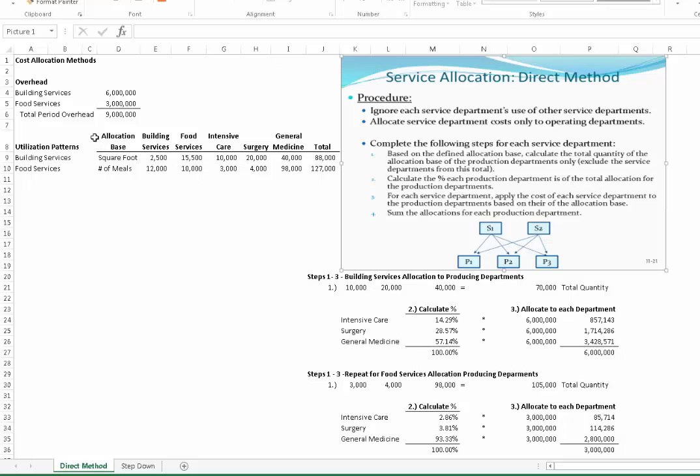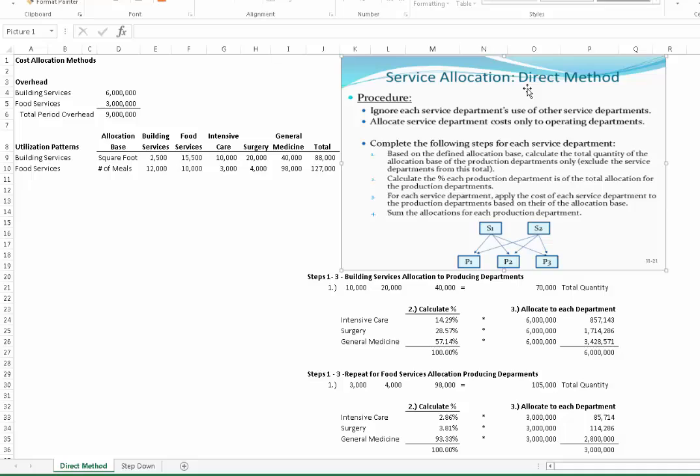So we figured out the allocation base for each of these services. For building services it is the square footage of the building that these departments consume, and we also look at how much the service departments consume, as well as the producing departments. The 2 service departments are building services and food services. The producing departments, which are our profit centers, are intensive care, surgery, and general medicine. The food service is allocated based on the number of meals.